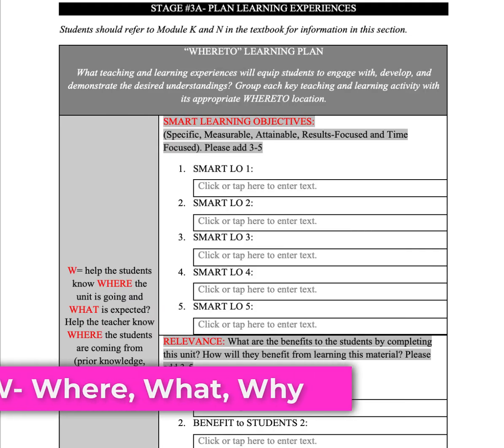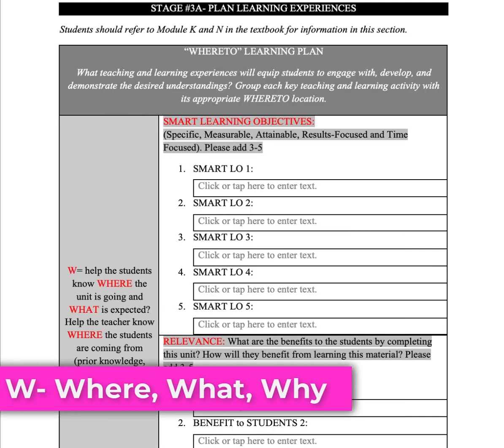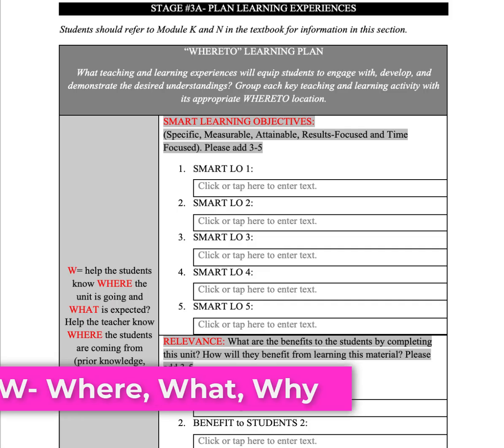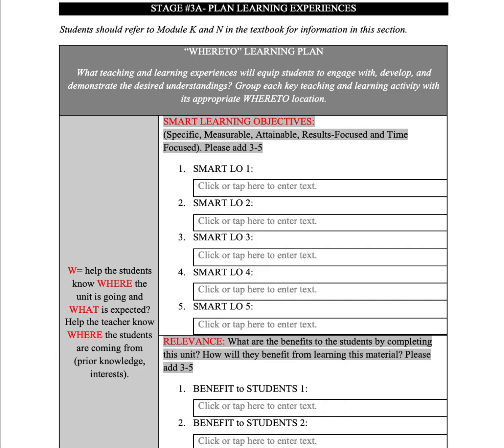In the first part of the template, we will focus on the W of the WHERETO acronym. This is where we will figure out how to help the students know where the unit is going and what is expected and why it is important. It's also important to figure out where the students are coming from and what prior knowledge they're bringing into this unit. In the first part of the template, you'll list your SMART learning objectives.